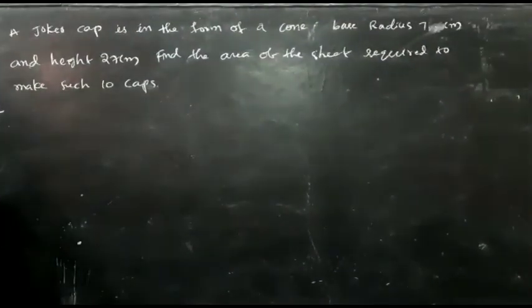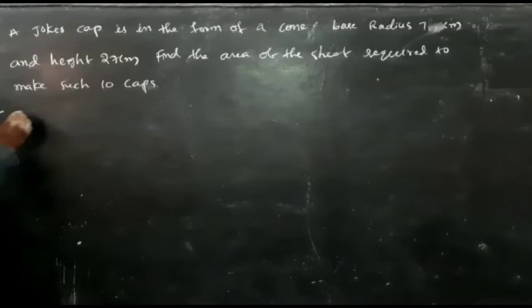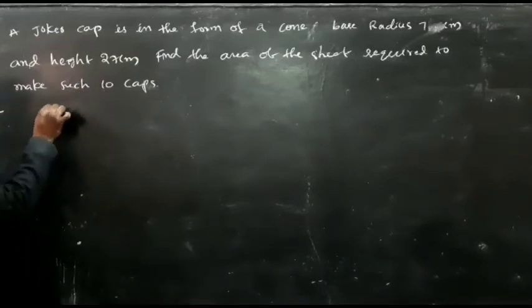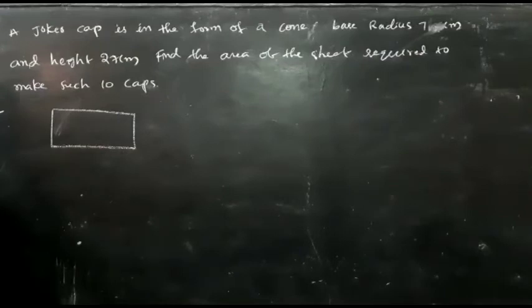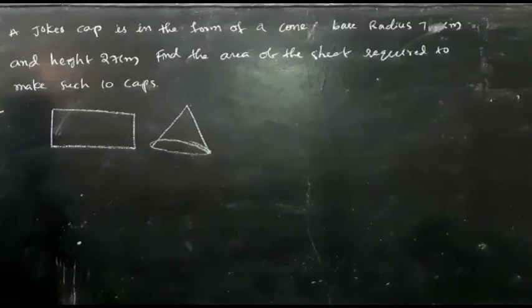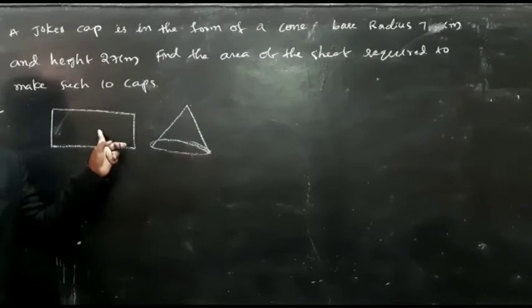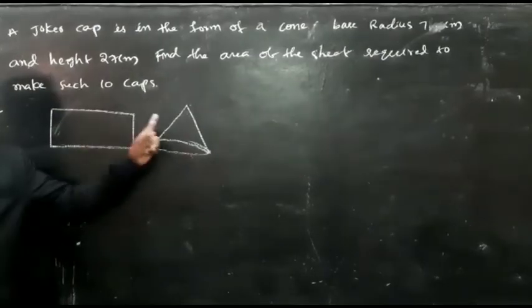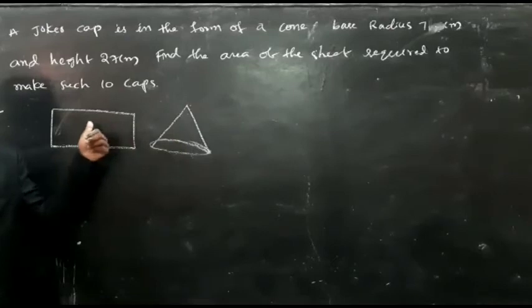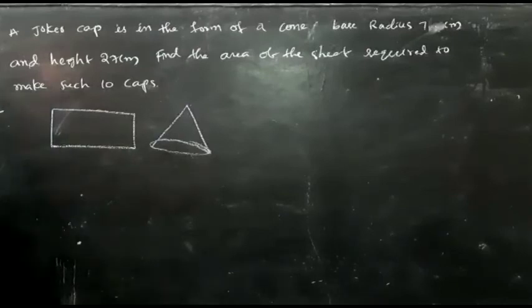A joker cap is in the form of a cone. Base radius 7 centimeters and height is 27 centimeters. Find the area of the sheet required to make such caps. For example, here is one sheet, with this sheet he is going to make joker caps. So to make this type of cones, how much paper sheet is required? The required paper sheet is nothing but the curved surface area of a cone.